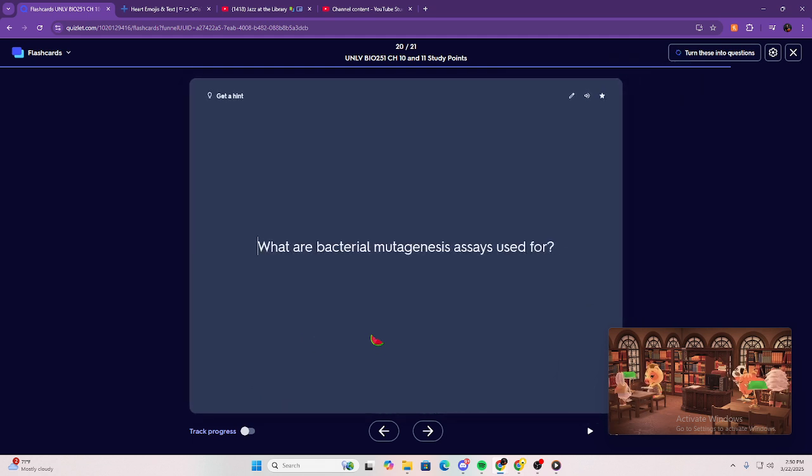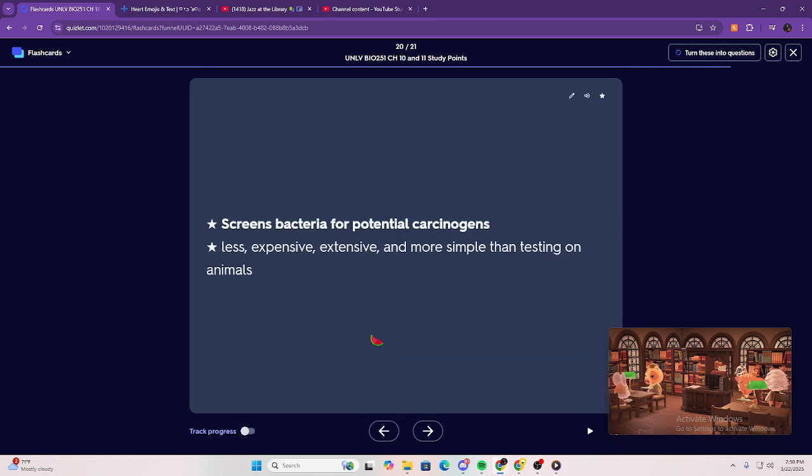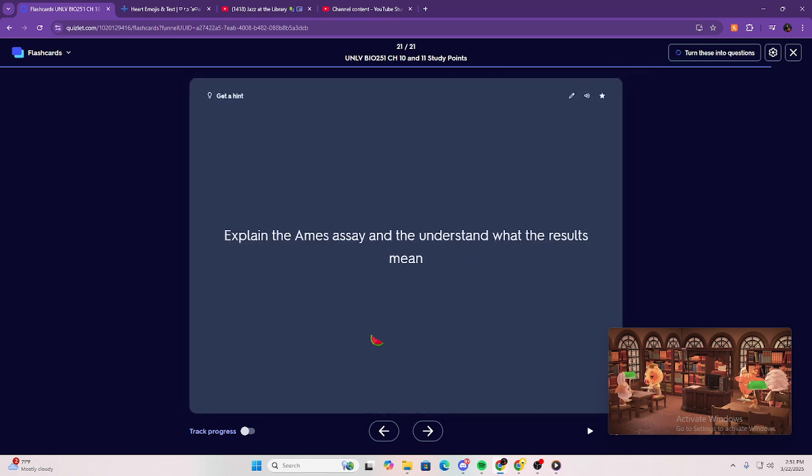What are bacteria mutagenesis assays for? Basically, they screen bacteria for potential carcinogens, which are mutagens that could be harmful to the human body. We need to know these because we want to know what is harmful, for example, whether a chemical is harmful to us or not. Doing these mutagenesis assays is less expensive, less extensive, and simpler than testing on animals. And this does come up on the test.